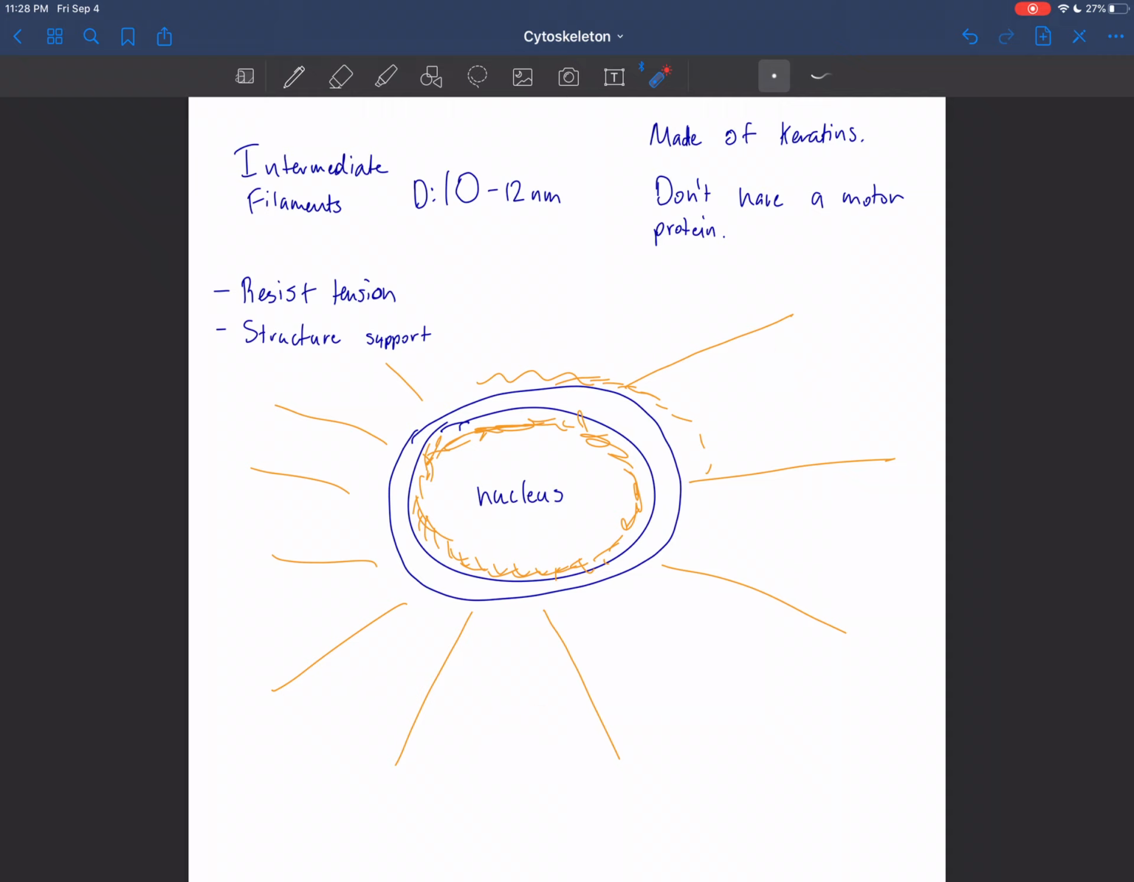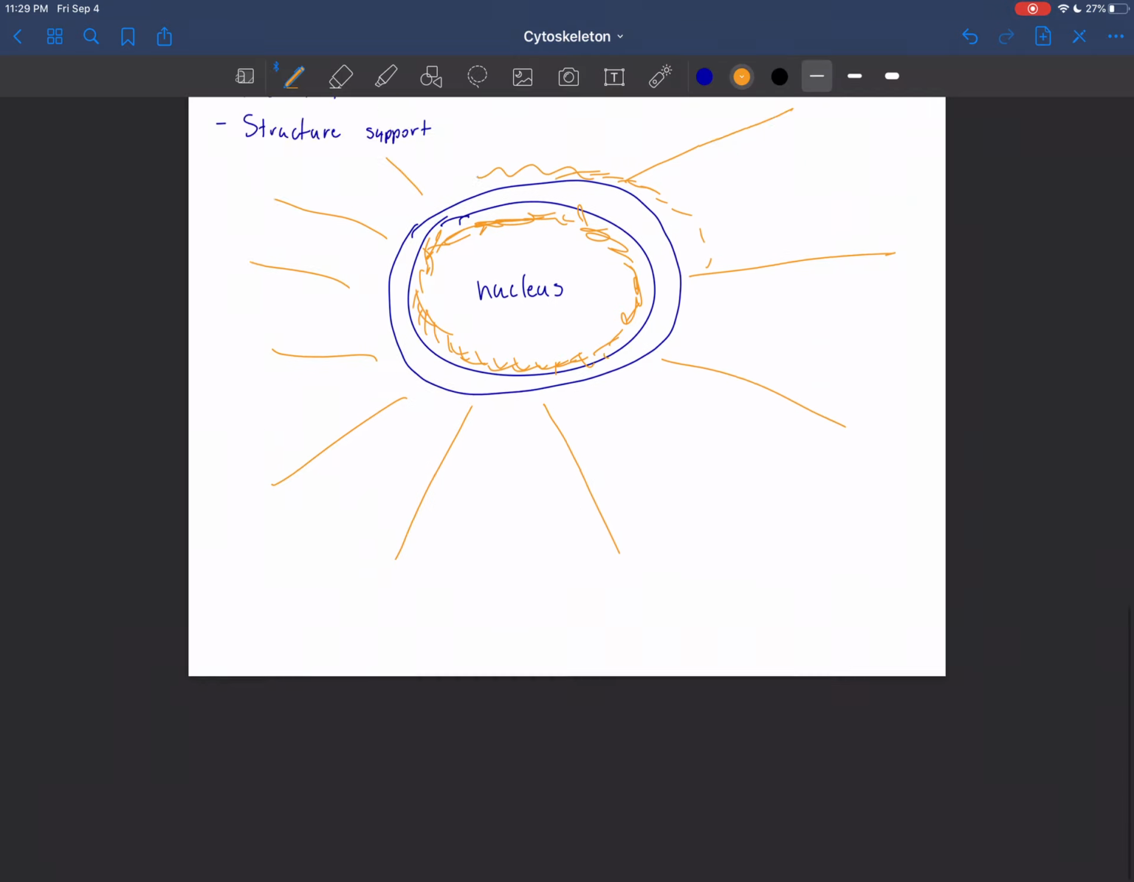This is what sort of holds the nucleus in place, right? So these keep that nucleus circular, while these actually hold that nucleus, and you don't want the nucleus just, I don't know, bouncing around the cell, right? That's not going to be very good. So that's the main role of intermediate filaments.